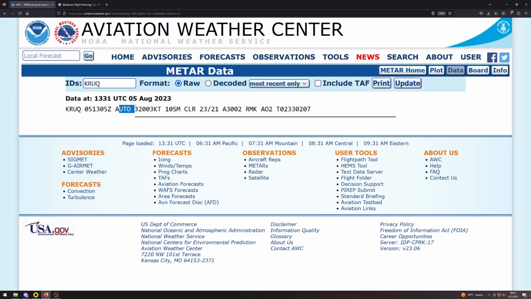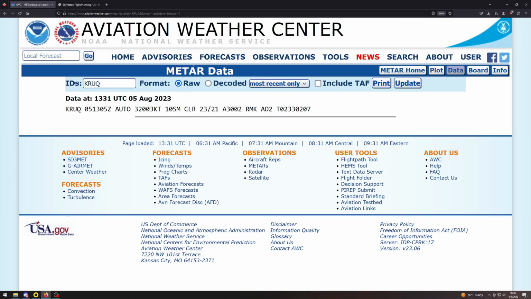Not bad. It was an automatic observation. Wind was 320 at 3 knots. 10 miles visibility, sky clear, temperature 23, dew point 21. So right now the sky is clear, but because the temperature and dew point are less than or equal to 2 degrees apart, we could expect some fog or low clouds as a possibility, something we just need to be looking out for. Altimeter 3002, that's pretty nice, a little above standard. That means our engine will perform a little bit better. AO2, so it can tell us what kind of precipitation there is. If there were any, there is not, so I'm not too worried about it. So that's what the wind is doing now.